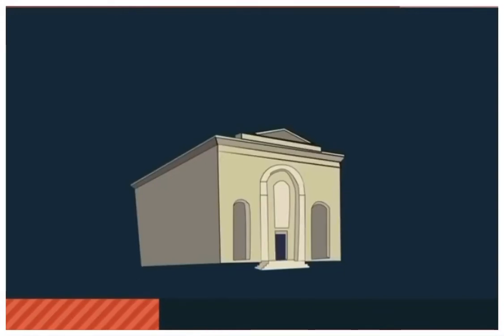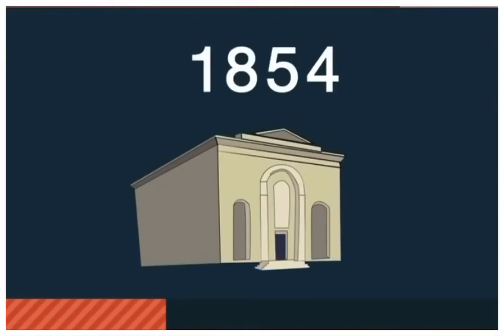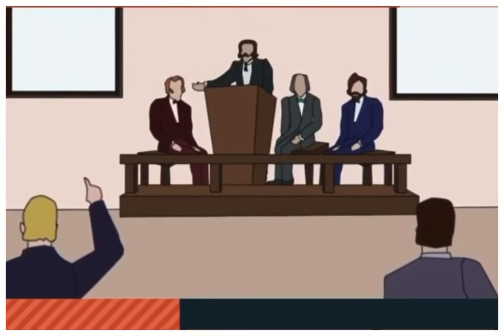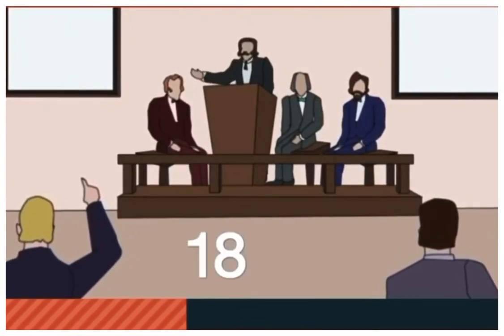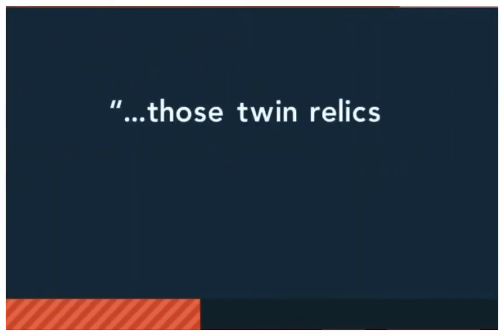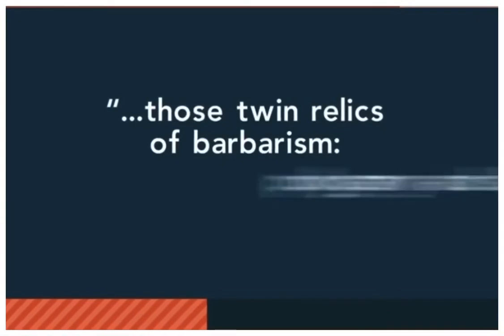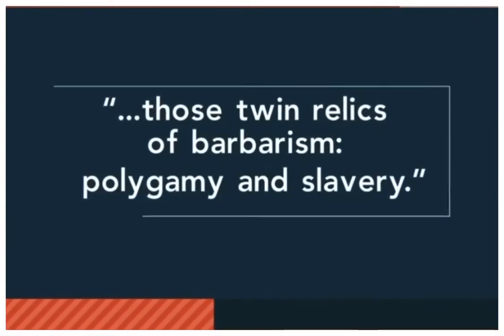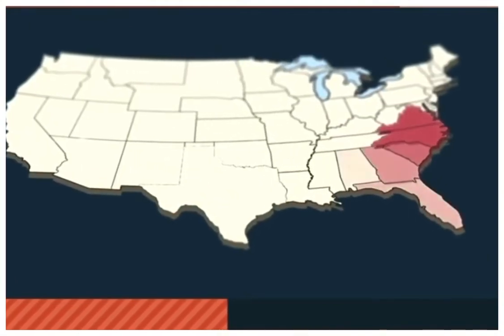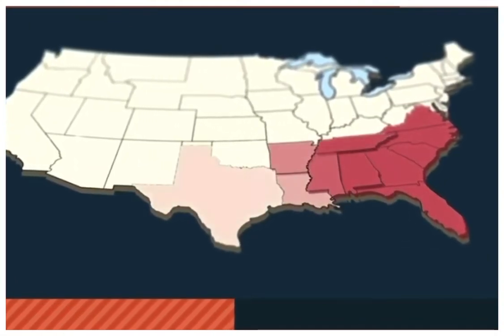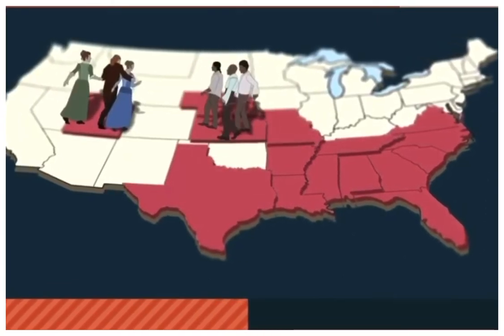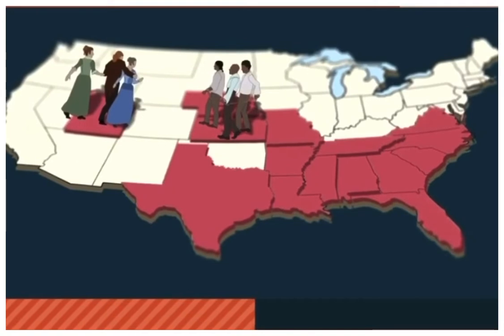The Republican Party was created in 1854. The first Republican Party platform, adopted at the party's first national convention in 1856, promised to defeat, quote, those twin relics of barbarism, polygamy and slavery. Those twin relics were spreading into the Western territories. Republicans feared that as those territories became states, polygamy and slavery might become permanent parts of American life.